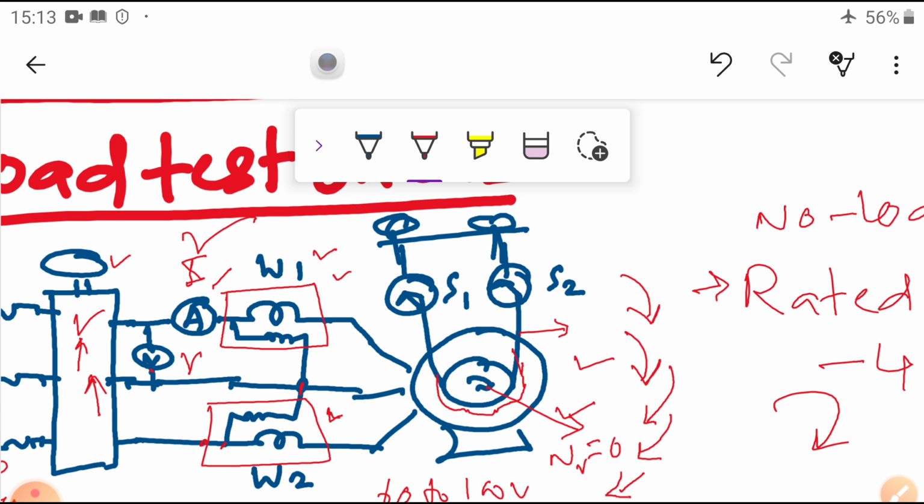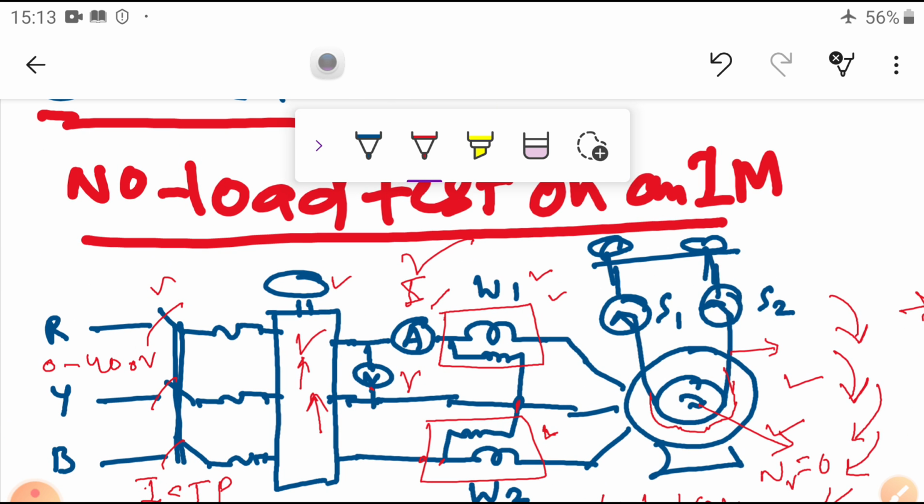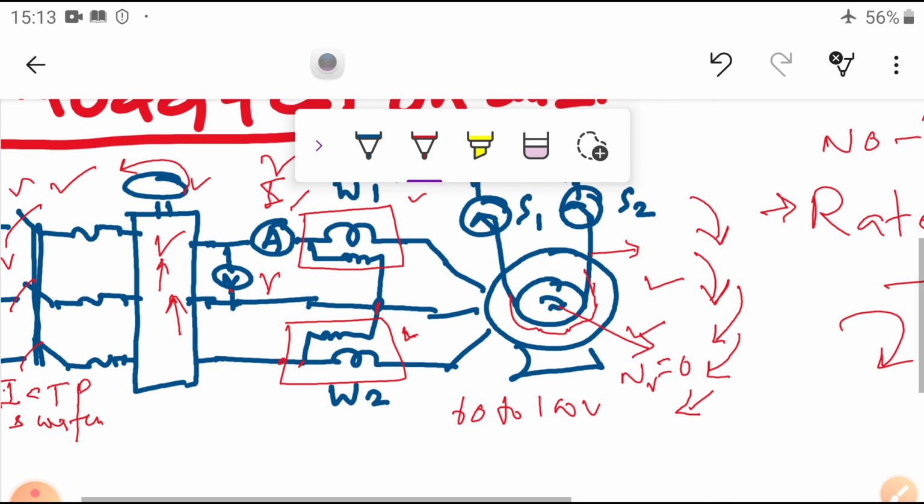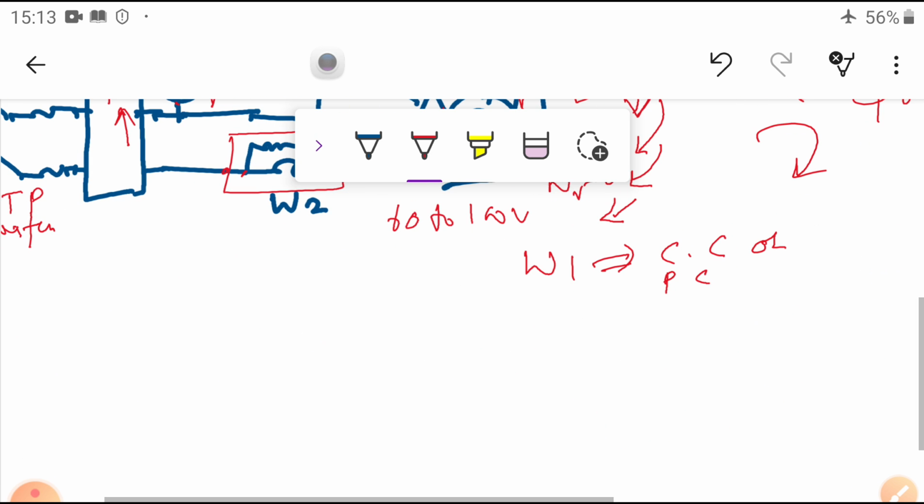So, simply bring the rheostat to the normal position and bring the voltage to 0, then open the ICTP switch. Then here you change the W1 wattmeter CC coil or PC coil connection. That means what to do here?